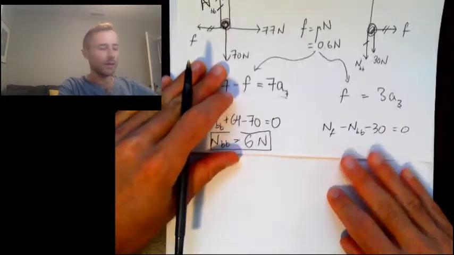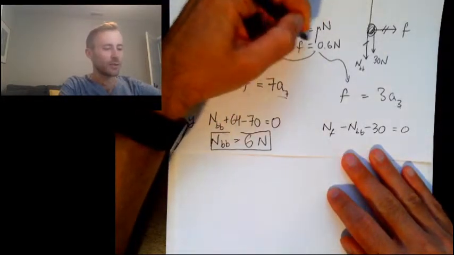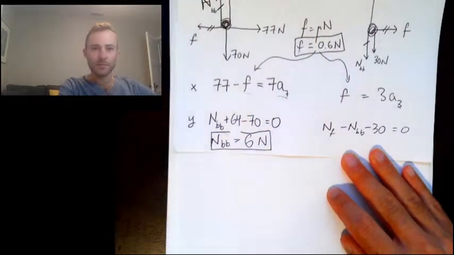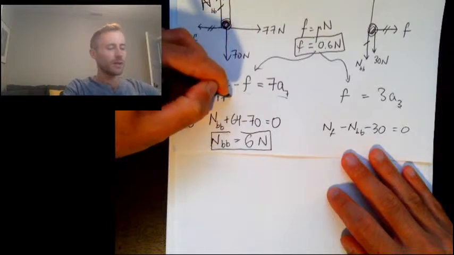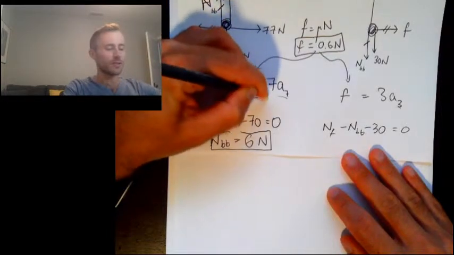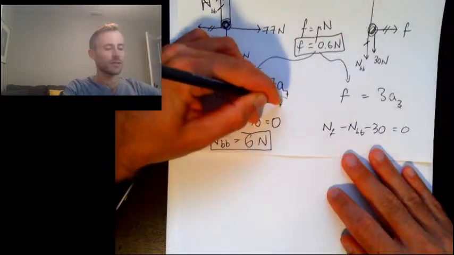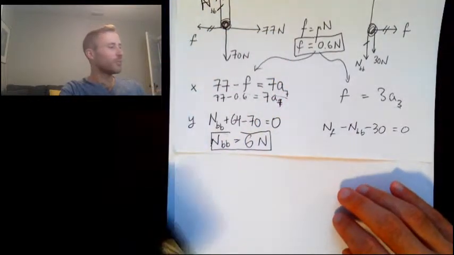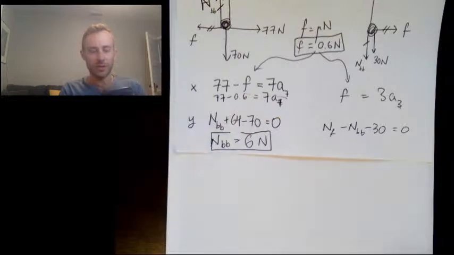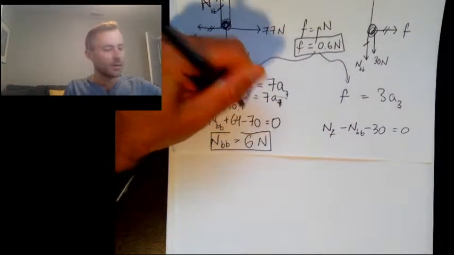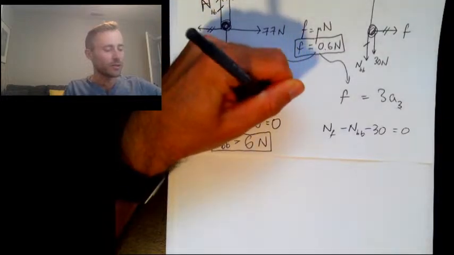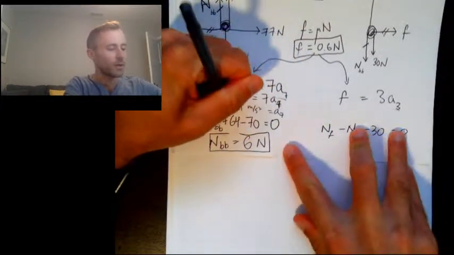So now that's going to allow me to plug in here and here for the friction. So I have 77 minus 0.6 equals 7 times the acceleration of the 7 kilogram block. That's a simple linear equation, which I will solve without showing the algebra. So 76.4 divided by 7, that's an acceleration of 10.9 meters per second squared for the 7 kilogram block. Boom.